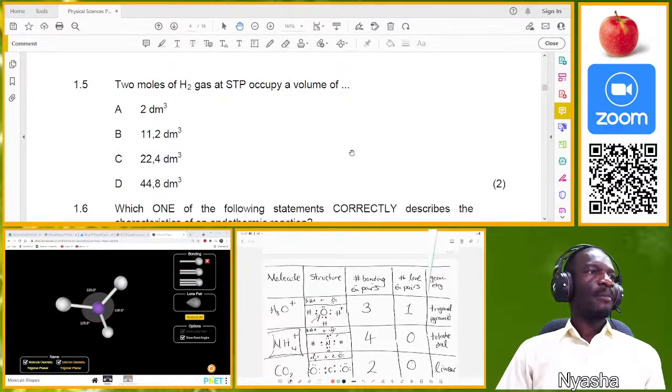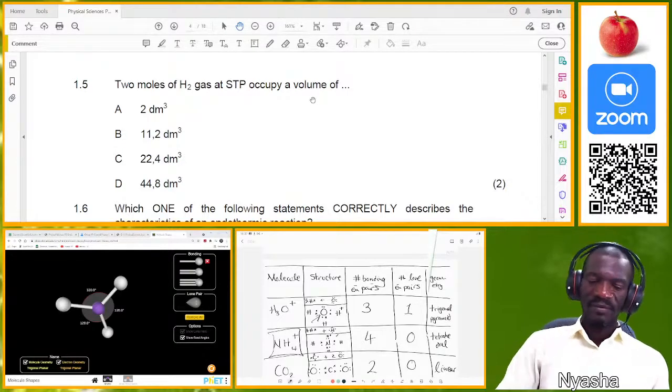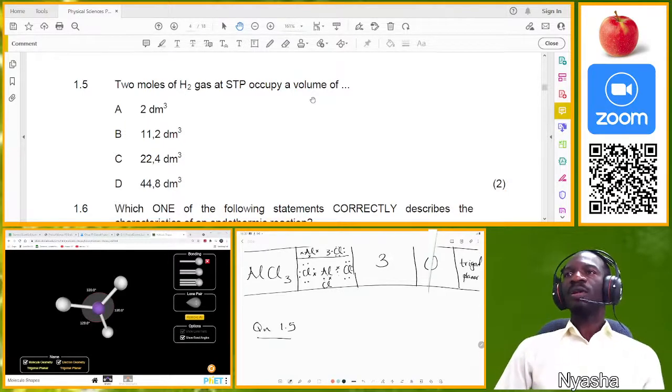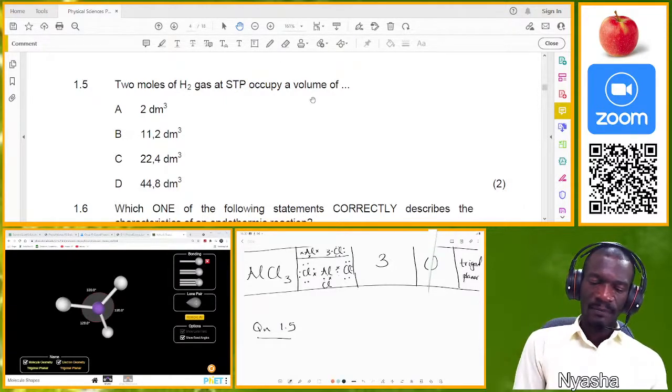Right, let's jump on to question number 1.5. Question 1.5. 2 moles of hydrogen gas at standard temperature and pressure occupy a volume of how much?